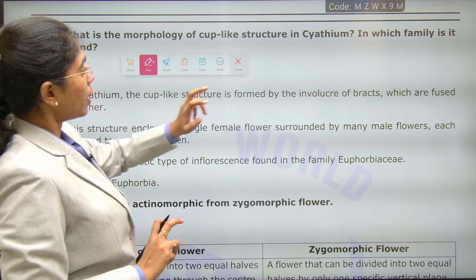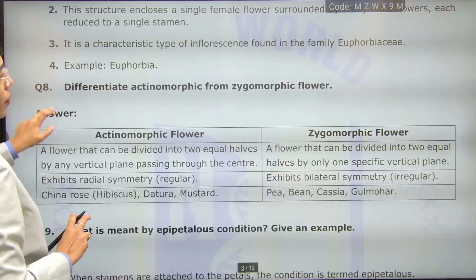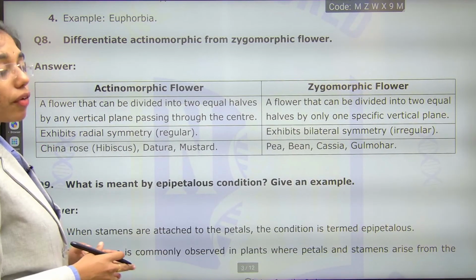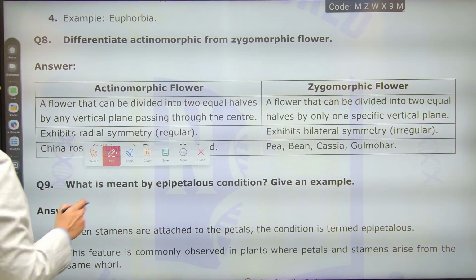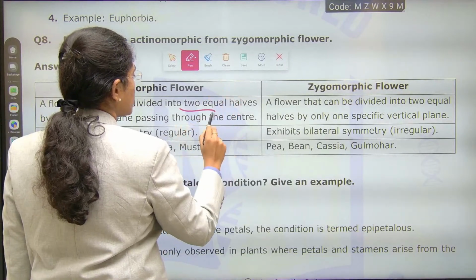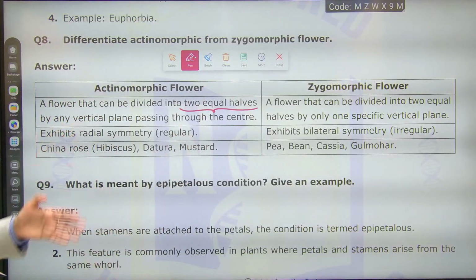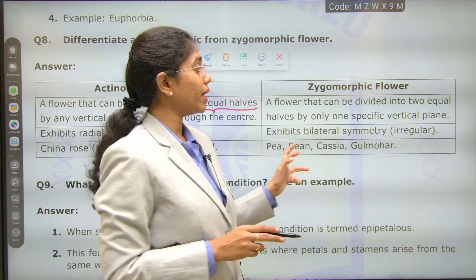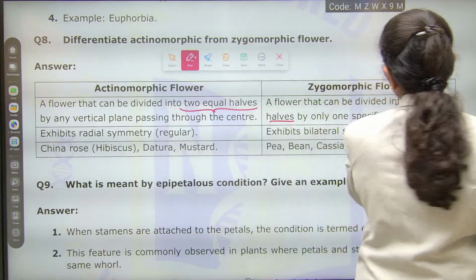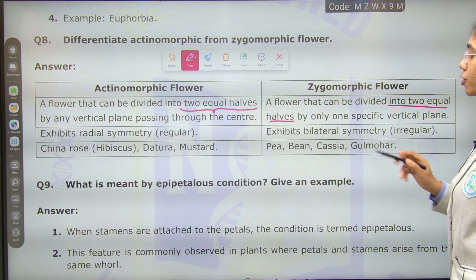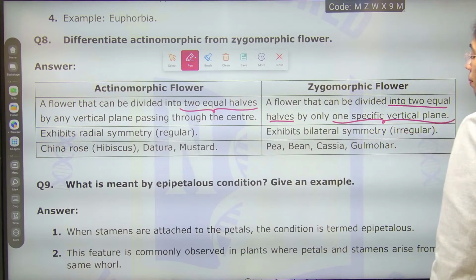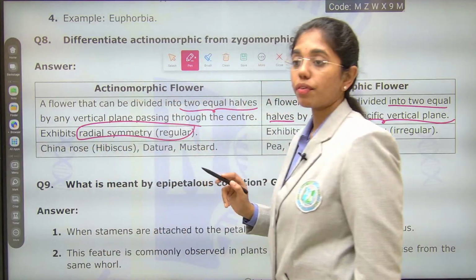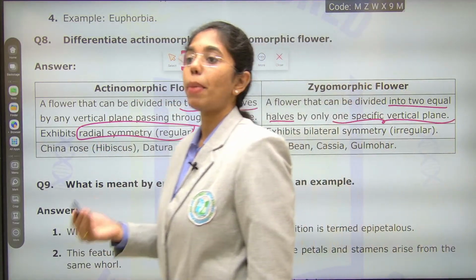Next question: differentiate between actinomorphic flower and zygomorphic flower. Actinomorphic flower is the flower that can be divided into two equal halves by any vertical plane passing through the center. Zygomorphic flower can be divided into two equal halves by only one specific vertical plane. Actinomorphic flower exhibits radial symmetry, which is regular, while zygomorphic flower exhibits bilateral symmetry.